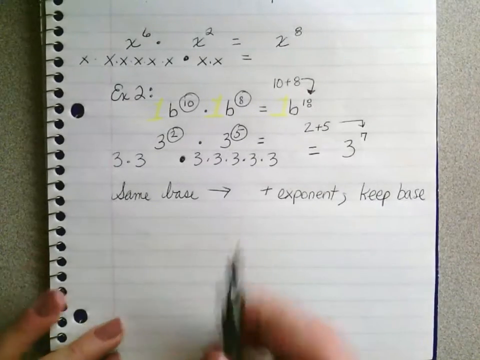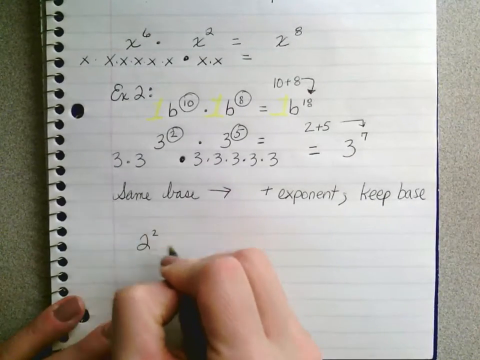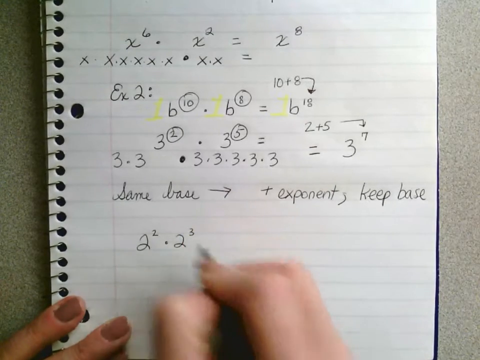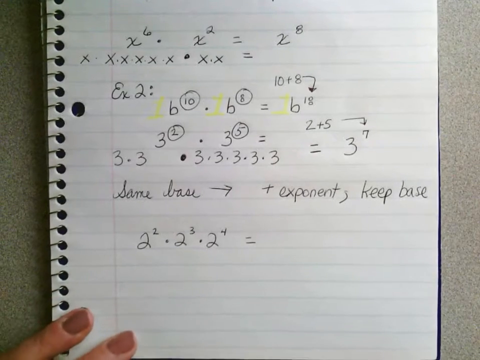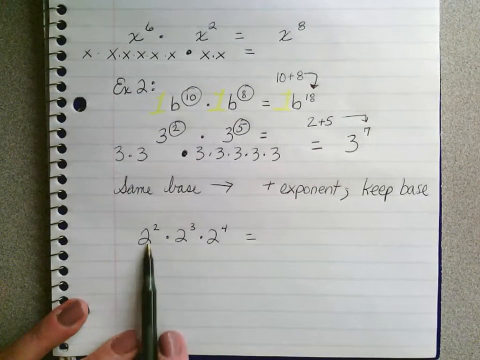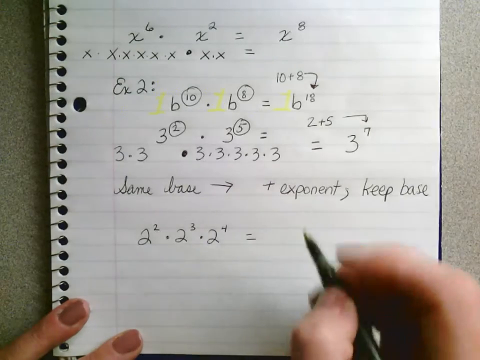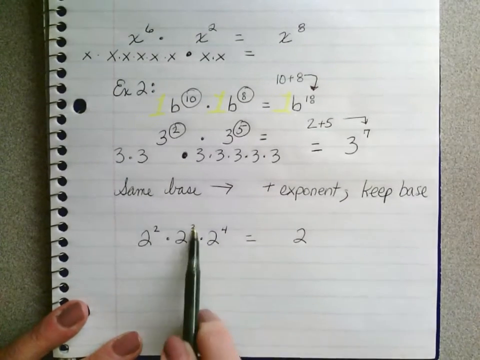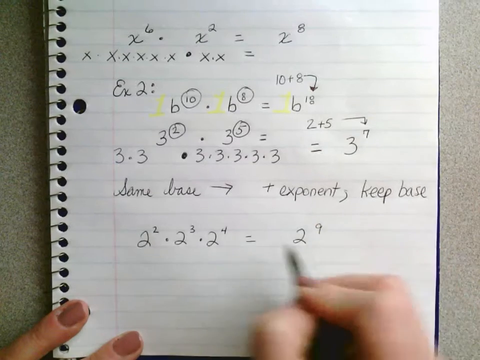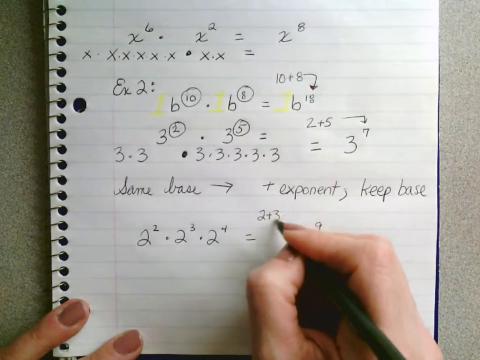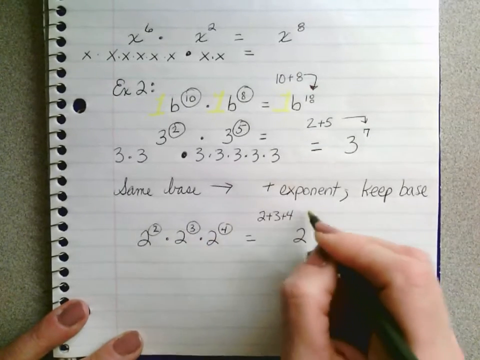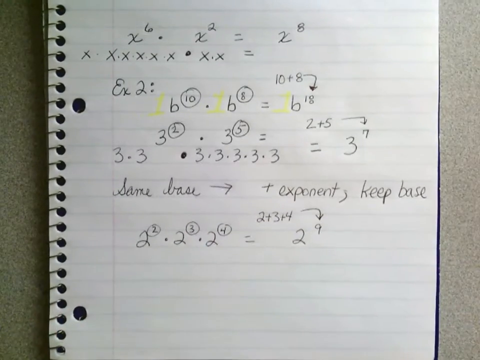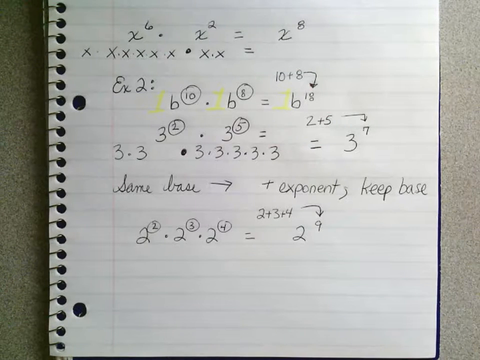But one more example like this, we're going to do 2 squared times 2 cubed times 2 to the 4th. That's the last one that I need you guys working with me. Do you think it matters that there's 3 factors? Nope. 2 to the 4, 5, 6, 7, 8, 9. 9, right? 2 plus 3 plus 4. Okay? Same base, add together your exponents and keep the base.